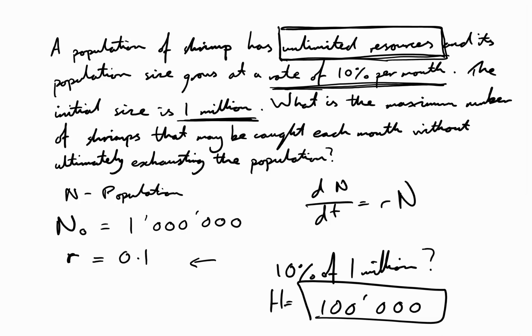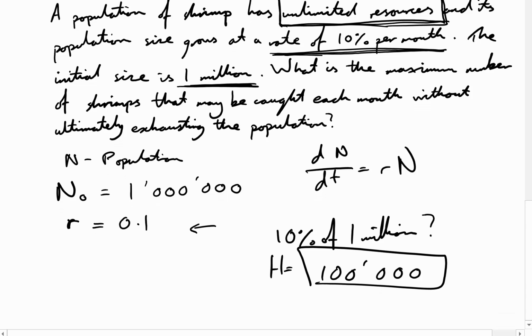Basically, we would keep the population at 1 million if we just harvested 100,000 per month. Because if we harvest that 100,000, then the next month that 100,000 will be put back into the system, and we can take another 100,000 out. So it's constantly being replenished. We're not actually exhausting the population. So that's the intuitive thing.